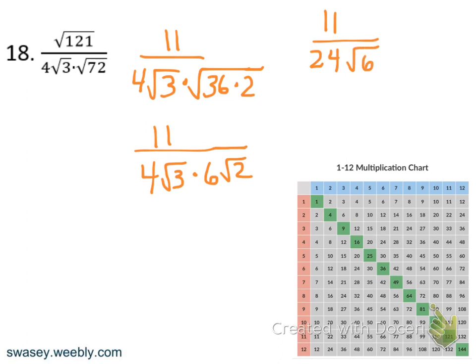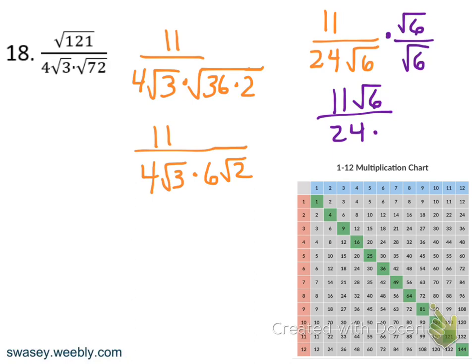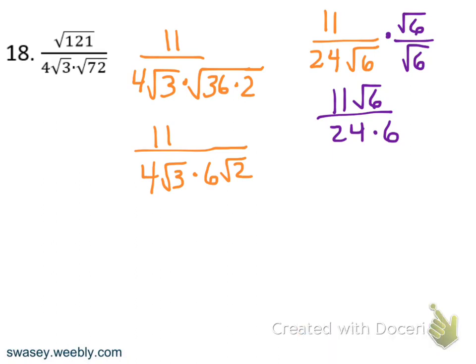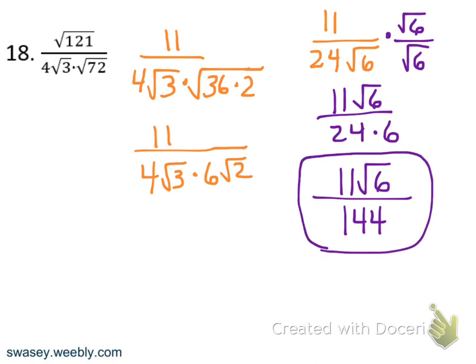To get rid of the square root in the denominator, we'll multiply the top and the bottom by root 6. So we have 11 root 6 over 24 times square root of 6 times square root of 6 is 6. So we've gotten rid of the radical in the denominator. Now we'll multiply 24 times 6. And we get 144. 11 and 144 don't have any common factors, so we're done.